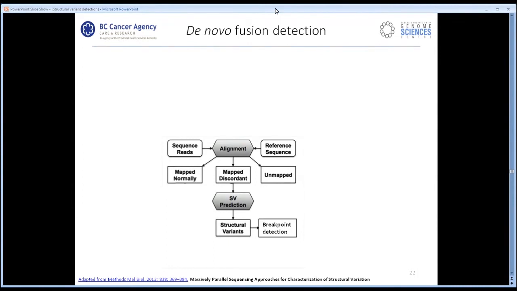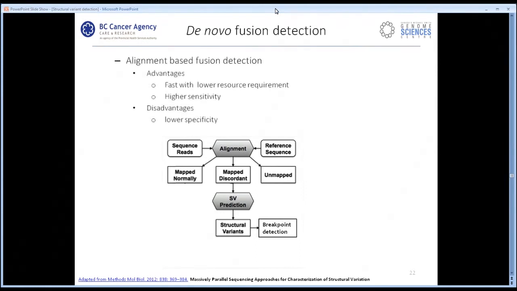Some tools are able to do a local assembly, which will also give you a breakpoint contig, whereas other tools detect variants by, for example, flanking reads, so there is no specific breakpoint call itself. The advantage of this method is that it's fast with lower resource requirements and gives higher sensitivity. However, it does have lower specificity because you're making many more calls and you have to get your filters correct to get through the gene fusions you're interested in and remove the lower evidence gene fusions.